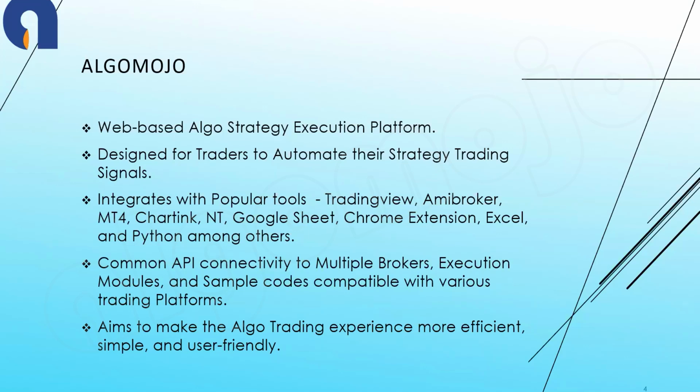All you need is a robust strategy, which you would be running on TradingView or Chartink or Amibroker, any of these tools. If those strategies or indicators are giving you buy and sell signals, we will be able to act as a bridge and execute those orders for you in your broking account. It's a very, very simple process.